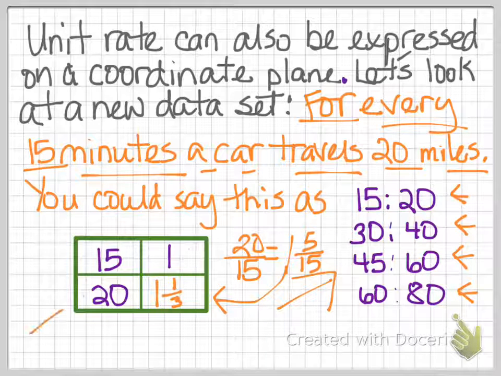So I'm going to go over here and set up my box. 15 to 20 to 1. I cross multiply and then divide. 20 divided by 15 is 1 and 5/15. And then that can be simplified to 1 and 1/3. This says that for every minute I travel, I'm going 1 and 1/3 miles.